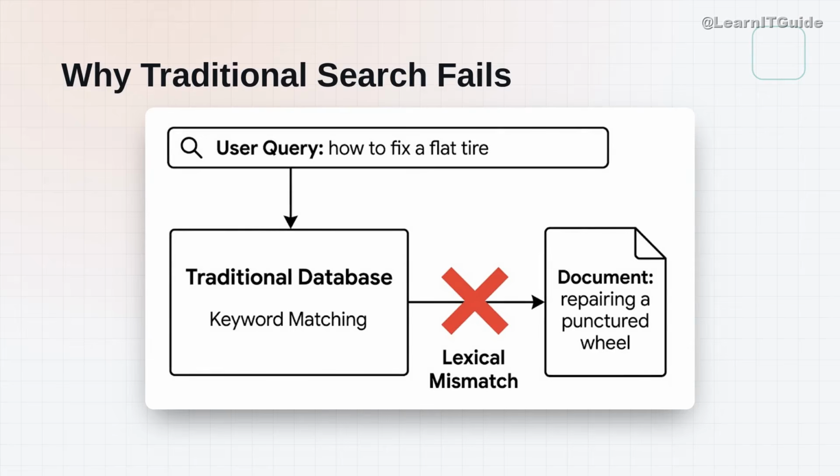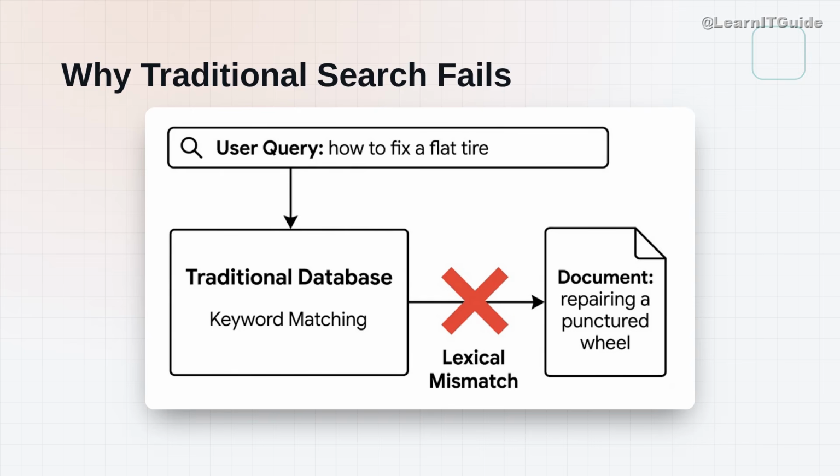So why can we not just stick to traditional databases for AI search? The problem is lexical mismatch. If a user asks a question using different words than what is written in your document, the search fails. Traditional databases only care about exact string matches. They cannot understand that a flat tire and a punctured wheel mean the same thing.